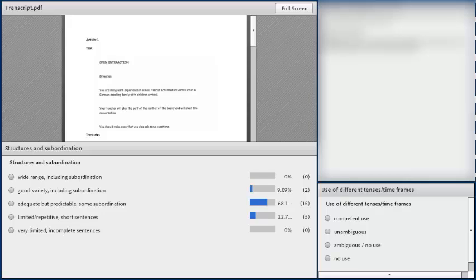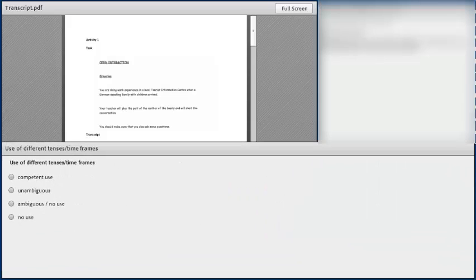And the final grid then, the final poll rather more, is the use of tenses. So Mel, if you could bring that third grid up for me, on the use of different tenses or time frames, and I'll broadcast the results there.